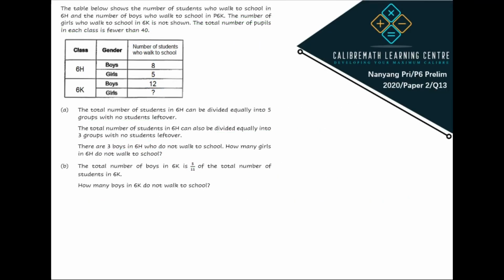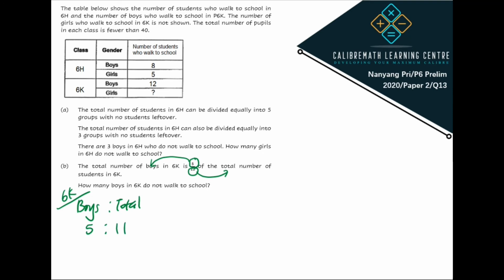The total number of boys in 6K is 5 out of 11 of the total number of students in 6K. So that will mean that the 5 units here refers to the total number of boys in 6K, and 11 units here refers to the total number of students. So let's represent that with a ratio. So boys in 6K to total number of students in 6K is 5:11.